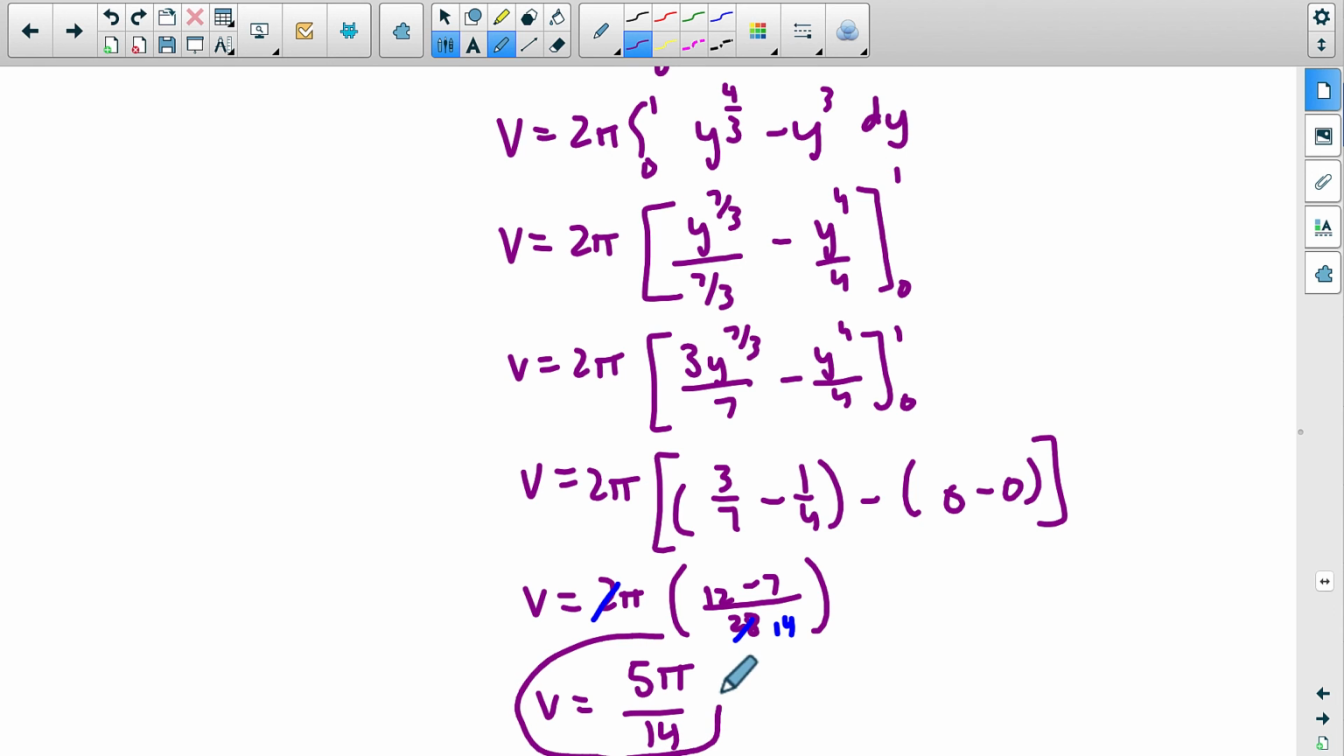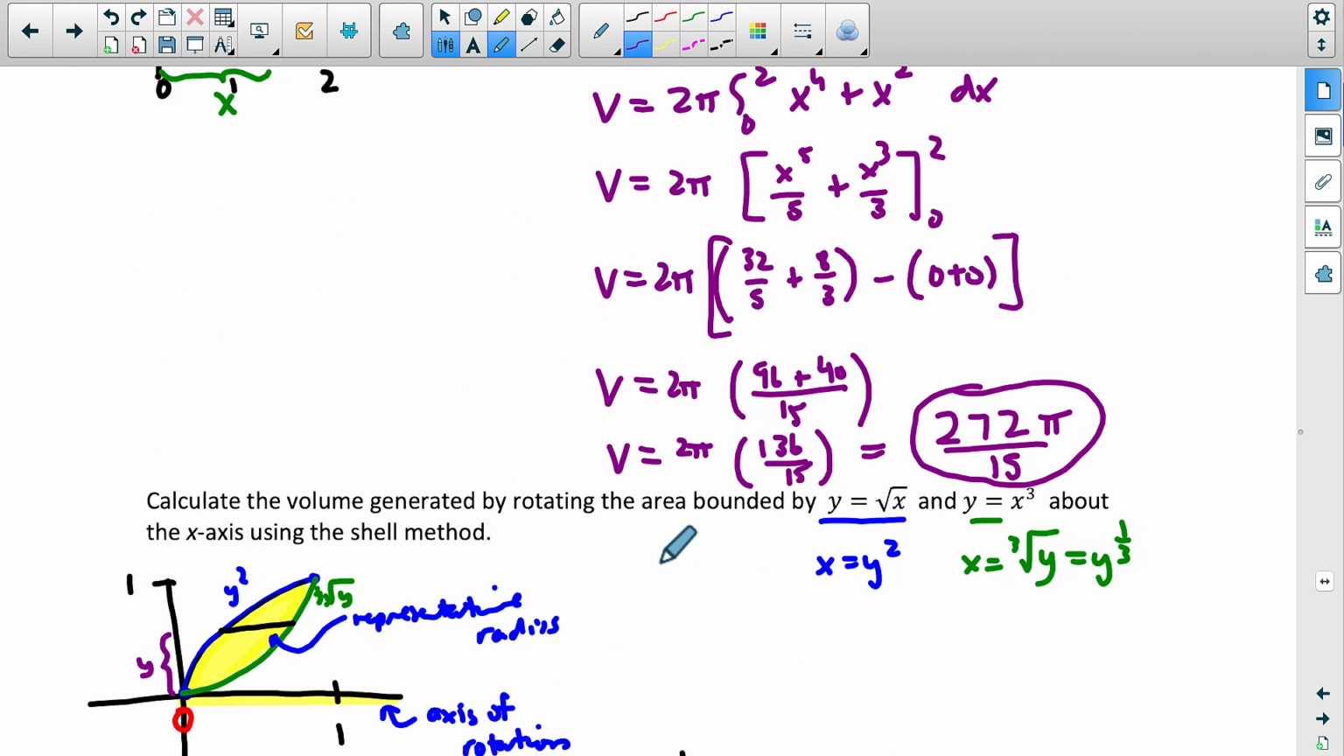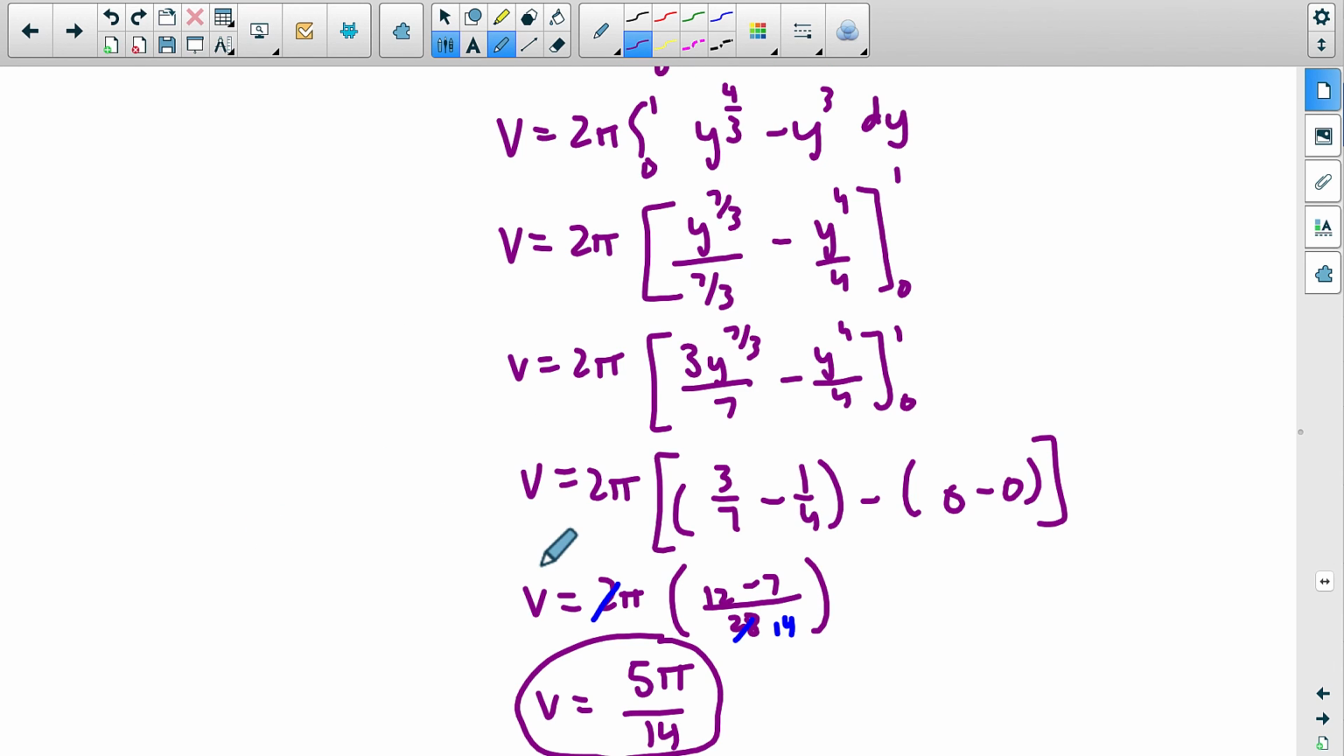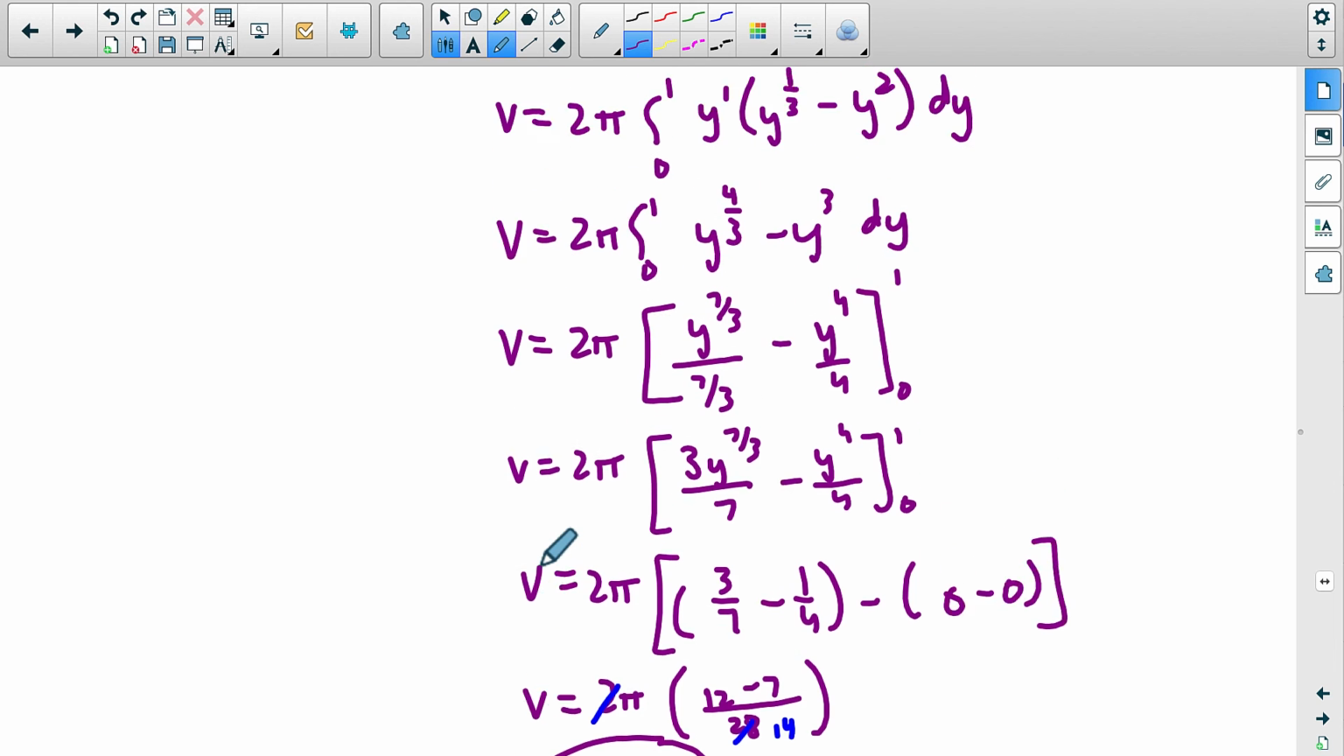We are done. We have found the volume of the shape that's formed when you rotate this yellow area around the x-axis. It's incredible. I can't even picture what it looks like. And I figured out the volume. Good job, everyone.